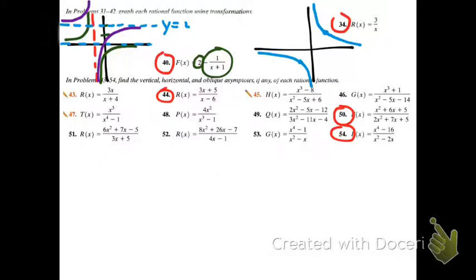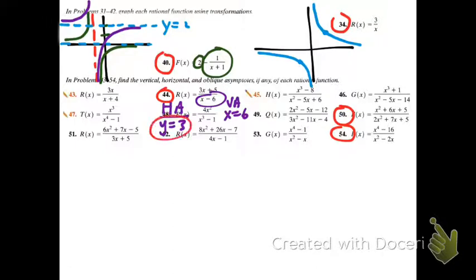Okay, that's probably the hardest one that you'll do. Let's look at 44. We're asking for vertical, so HA and VA. We need to find the HA and the VA. Well, the VA is x equals 6, because x minus 6 equals 0 when x equals 6. And the HA for this one would be 3. y equals 3. Make sure you put an equation for that.